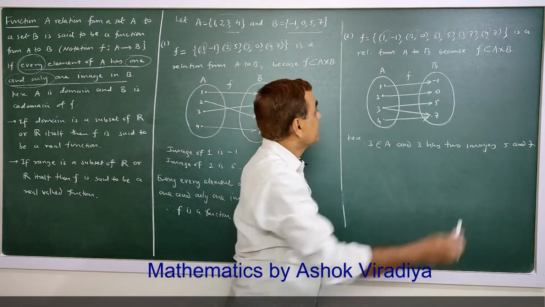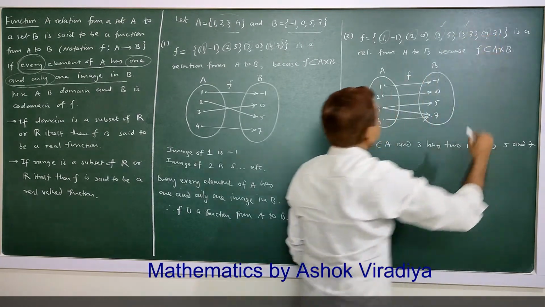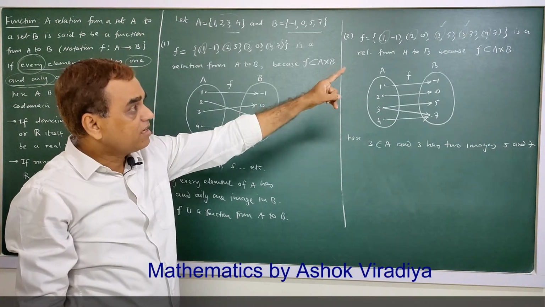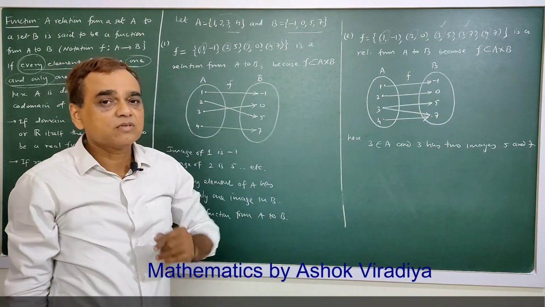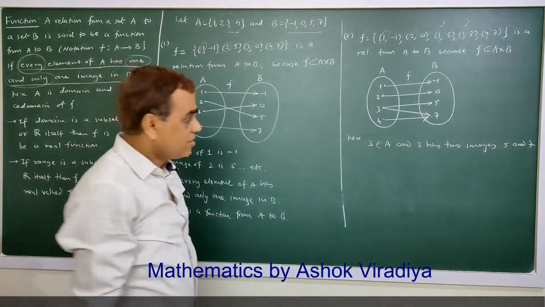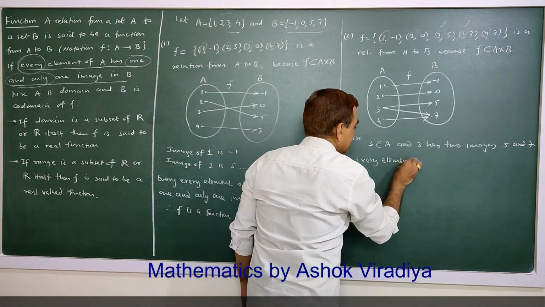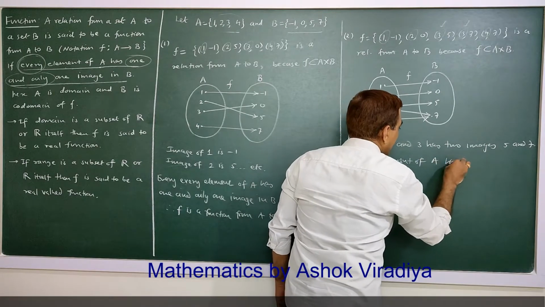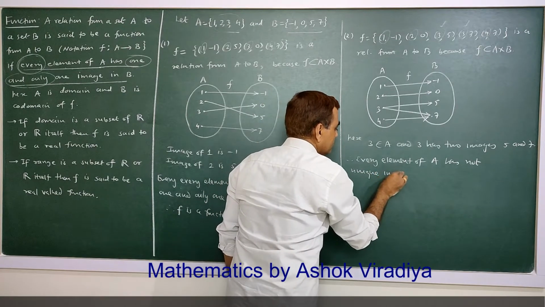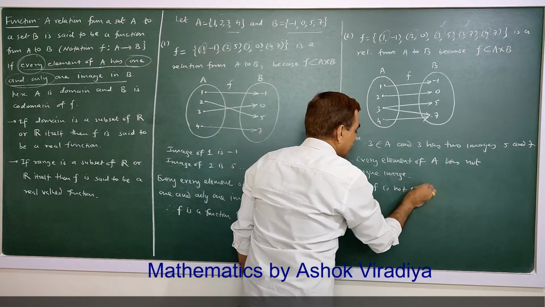Here also you can see 3 has 2 images. So there is a repetition of 3 in first place. If there is repetition in first place, it is not allowed. So this is not a function. Therefore every element of A does not have a unique image. So here F is not a function.